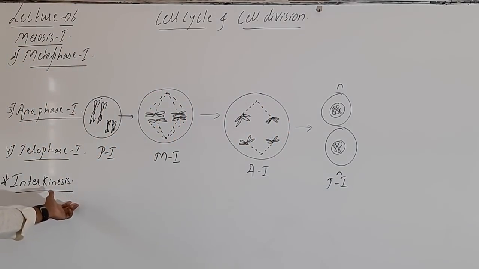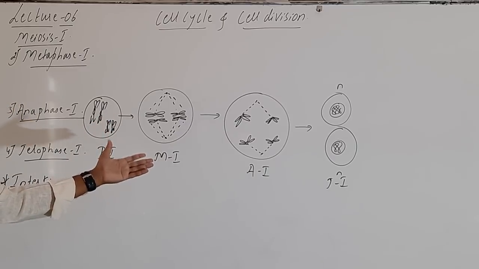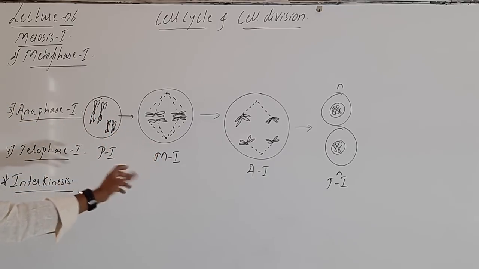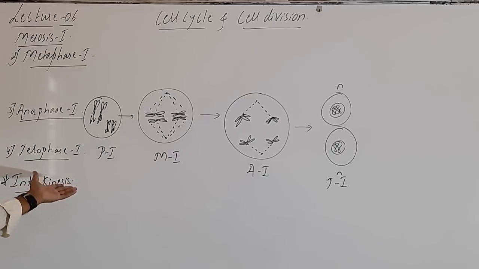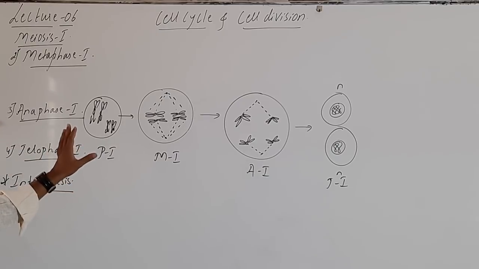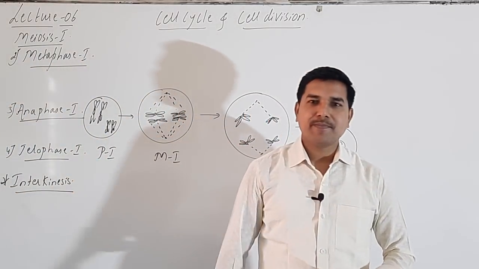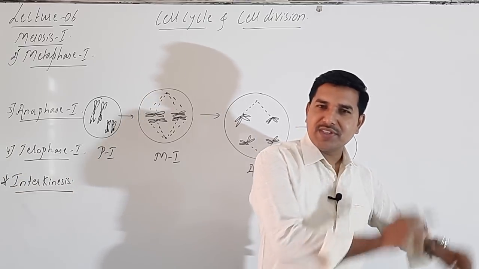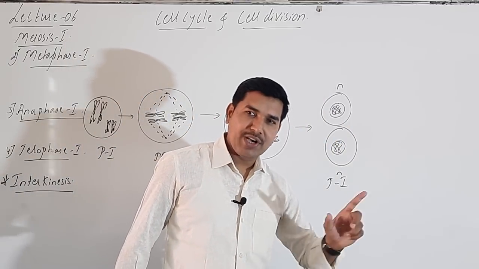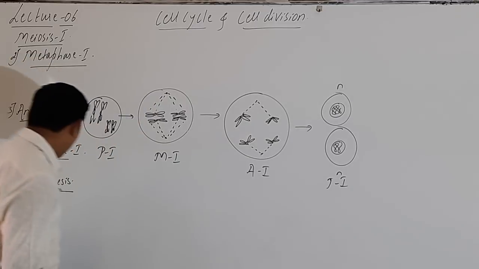This intrakinesis is very short-lived. That's why this intrakinesis is said to be a shorter stage, a smaller phase between meiosis 1 and meiosis 2. Then what happens? Then the meiosis continues. Now comes the part of the meiosis 2.